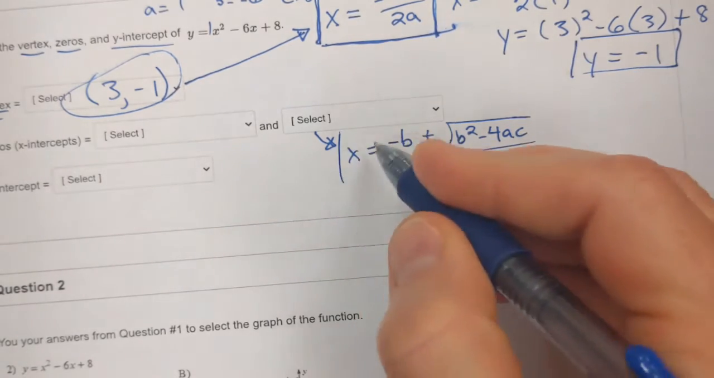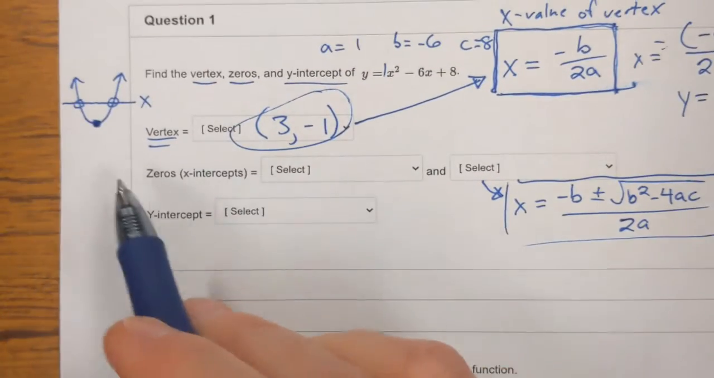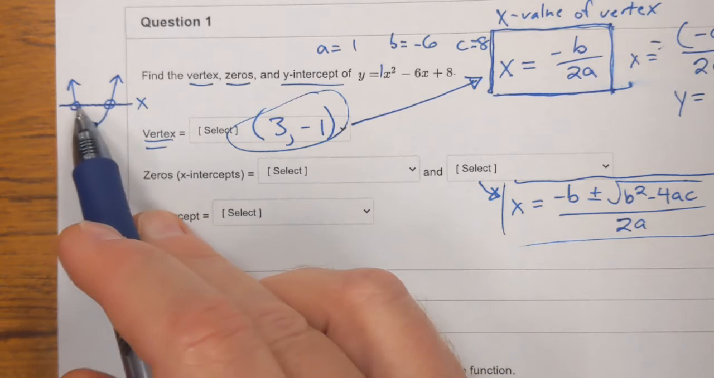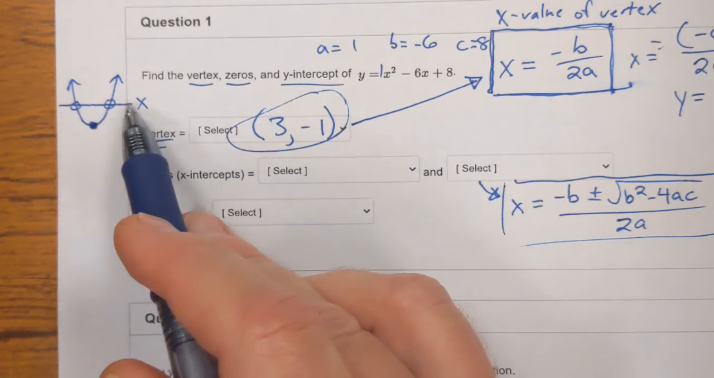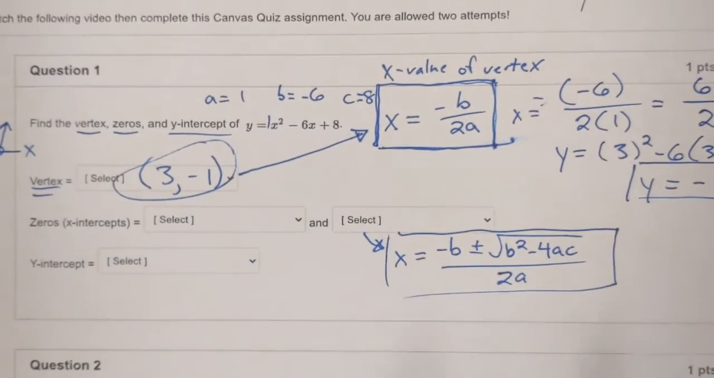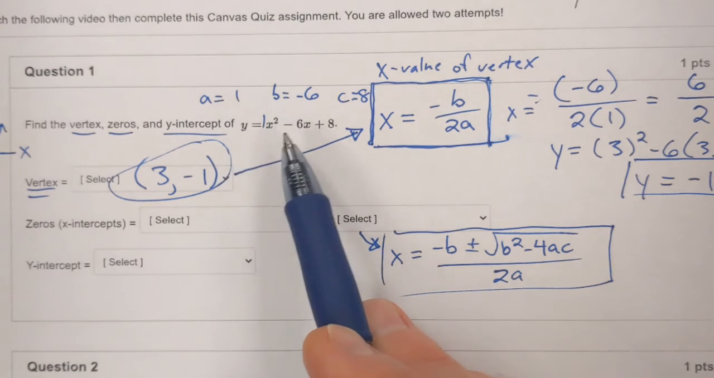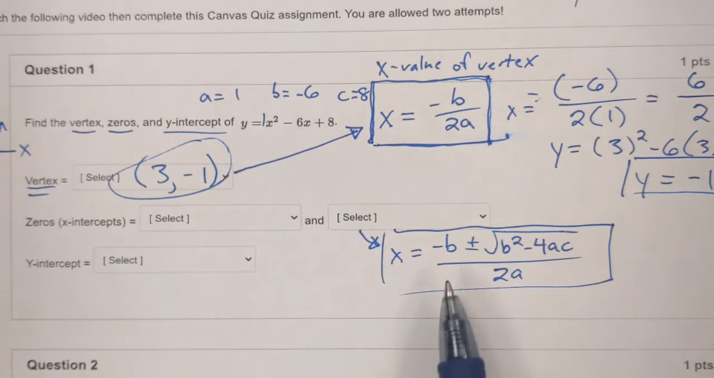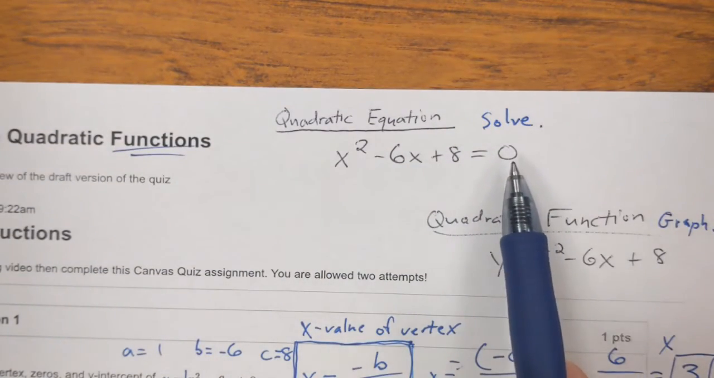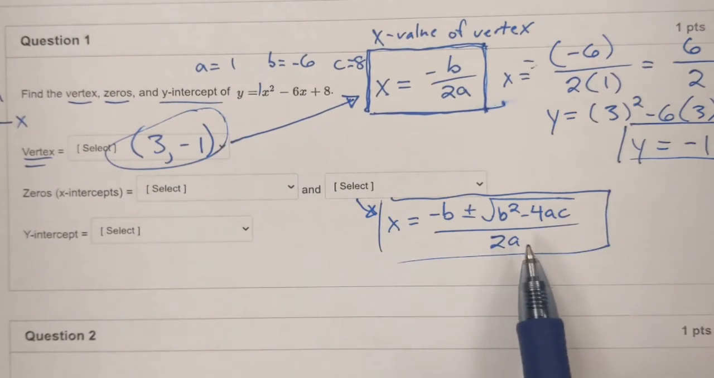Now I can talk to you briefly about why this works. Remember, the x-intercepts are the values of the function when the y value is equal to 0. Essentially you're saying, if y was 0, find the x values that go with it. Well, that's exactly what you do in a quadratic equation: you solve the equation when it's equal to 0. So to find the zeros or the x-intercepts, we're just going to use this formula.